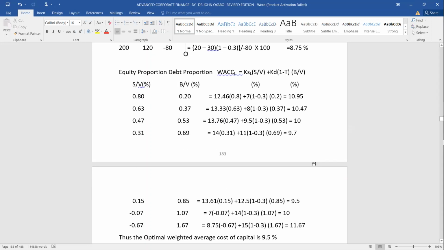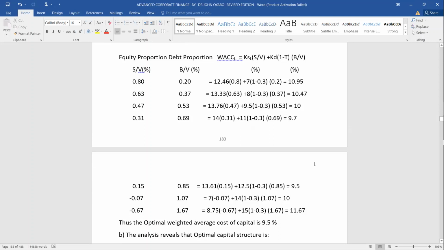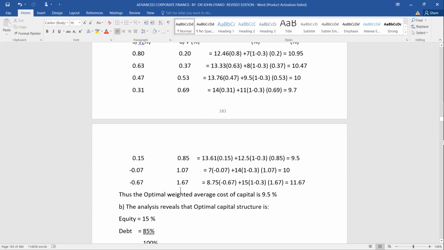Sasa hizo zingine zote naweza endelea namna hiyo mpaka chini, eh? Now you can confirm later which is the optimal weighted average cost of capital by inspection. Assuming my figures are correct, which is the minimum? 9.5. So what is the optimal capital structure then? Proportions: equity 15, debt 85.